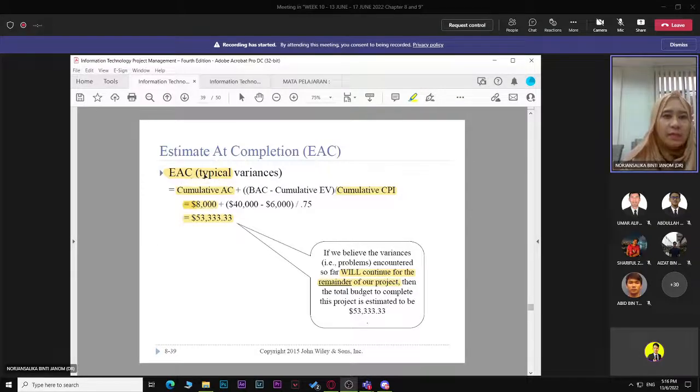So for a typical variances, you just plot cumulative actual cost 8,000, plus budget at completion 40,000 minus cumulative earned value that you already calculated for month 1, divided by the cumulative CPI that you already got. So you need to spend at the end, in order to finish the project, about 53,333.33. This is your estimation.